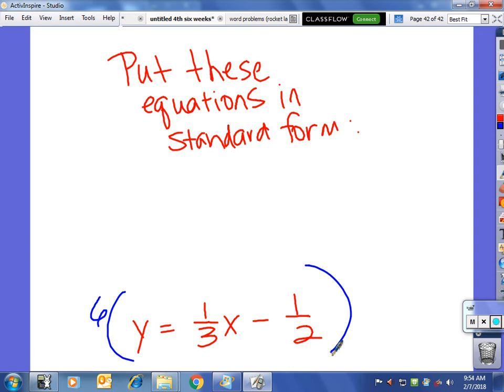Well, I'm going to worry about moving the x's in a minute. I like to get rid of the fraction first. You don't have to do it first, but I usually get rid of the fractions first. That's the thing kids forget to do, to put it in standard form.